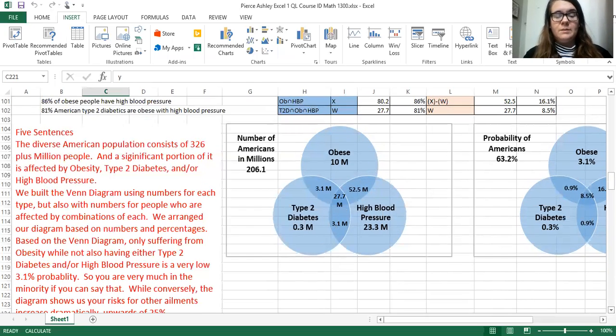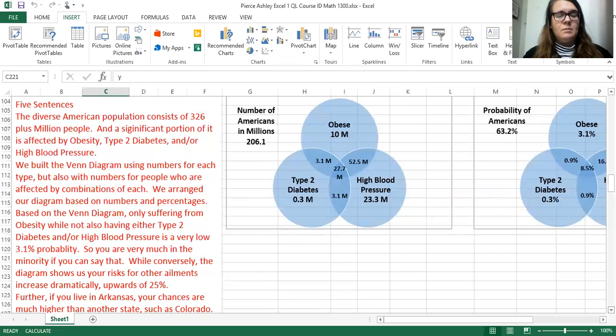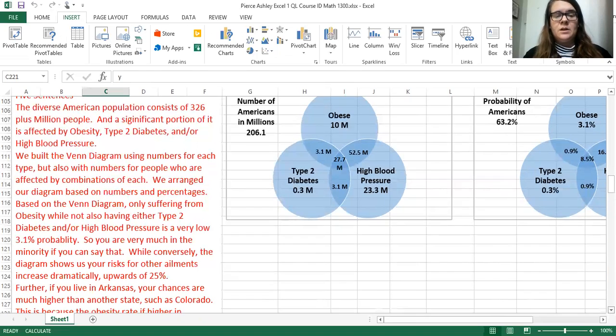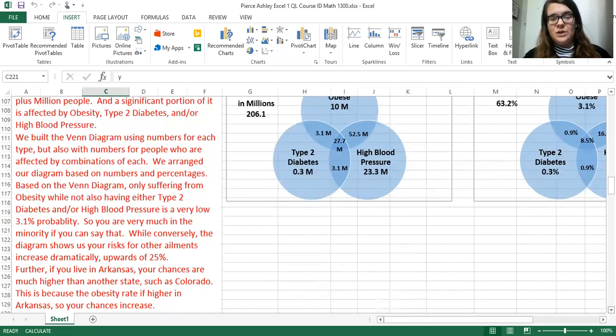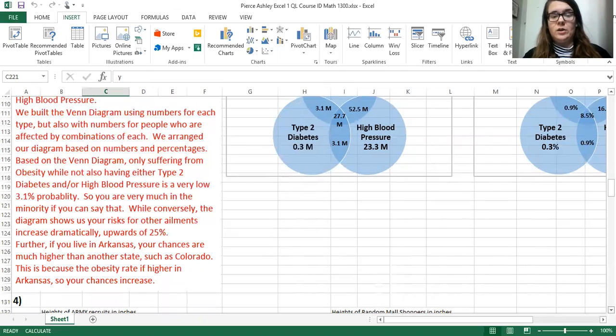Unfortunately, sometimes if you have one, you've got the other. The diagram shows us the risk for other ailments increased dramatically, upwards of 25%. Also, if you live in Arkansas, unfortunately, the chances are much higher than in other states such as Colorado because the obesity rate is unfortunately pretty high in Arkansas.